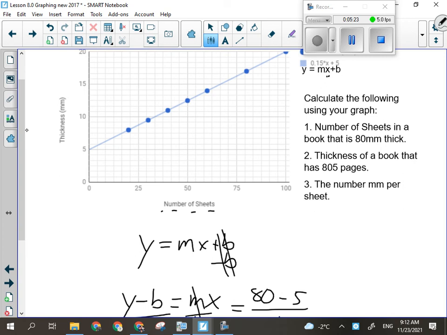How thick a book with no pages is. In other words, the thickness of the cover. Okay, that's a little bit more intuitive, right? Or maybe counterintuitive. You have to think about that one a little bit more. It's always important to know what M and B represent on the graph.